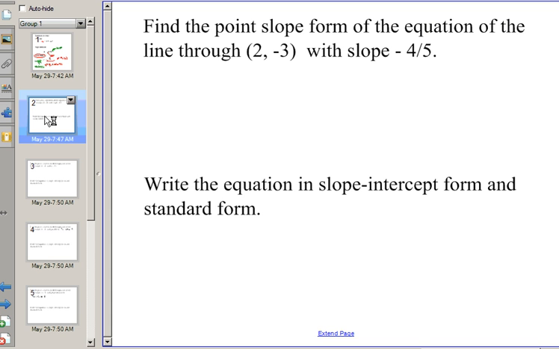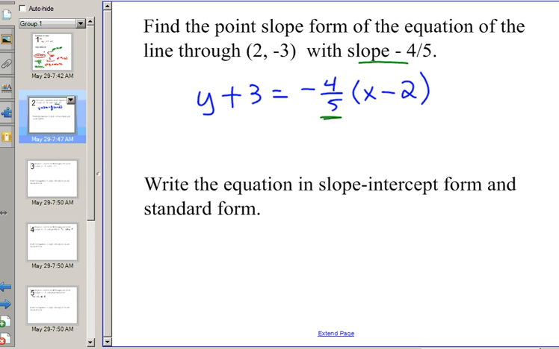First off, we're going to find the point slope form of the equation of the line through (2, -3), slope -4/5. So super easy. We use our formula, y minus y1. y1 is -3, so minus -3 becomes +3, is your slope, -4/5, x minus x1. There's my 2 right there. So again, my slope right here, and my point right here. This is my y1, this is my x1.